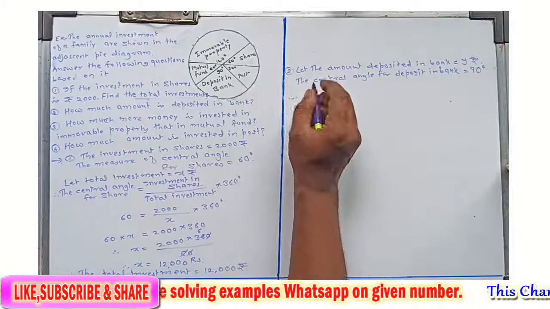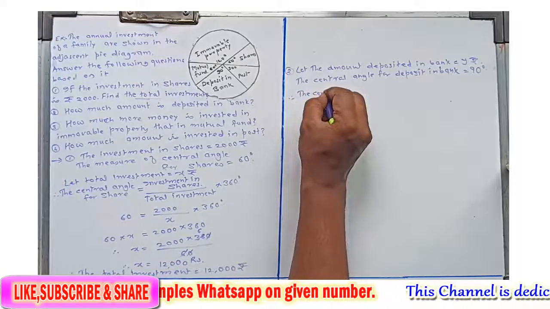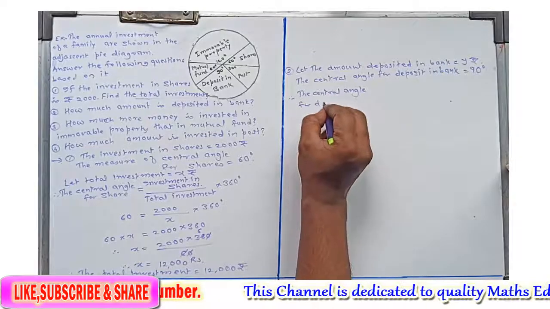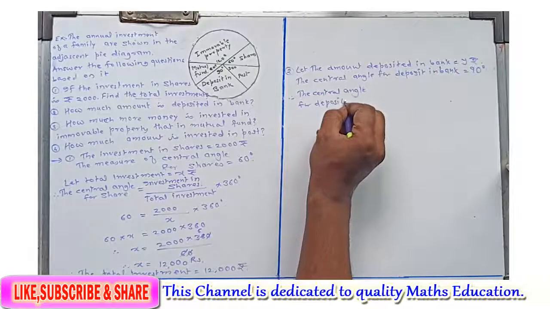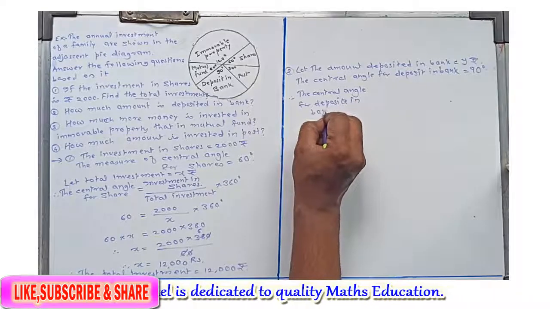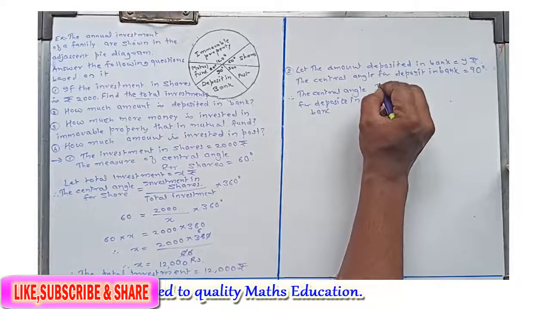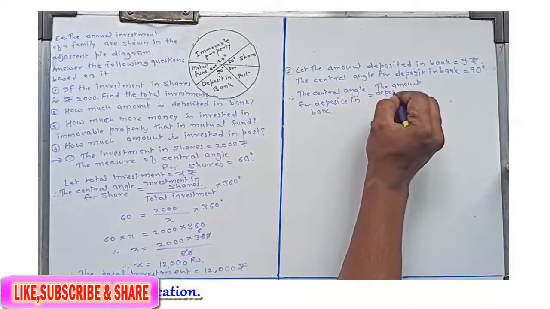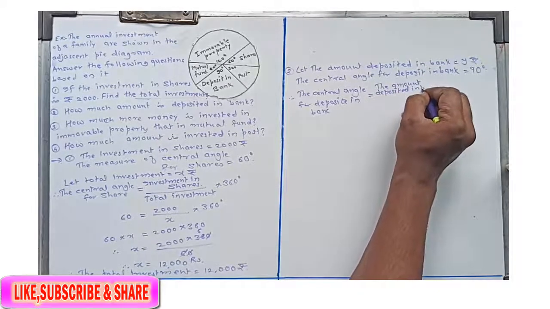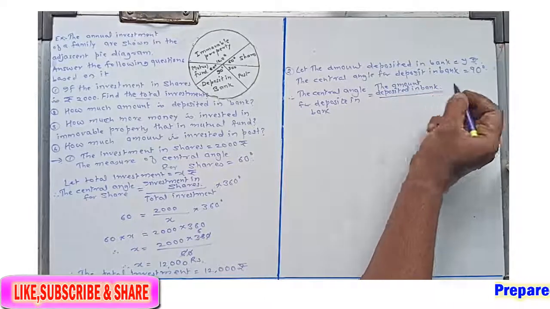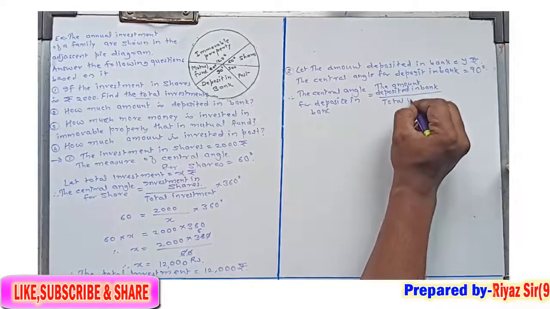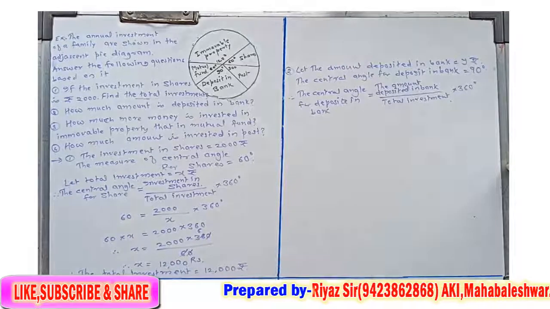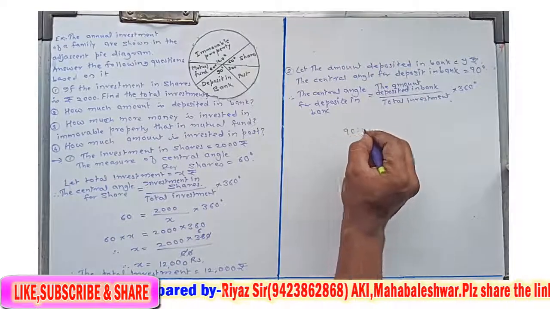Therefore we write the formula here. The central angle for deposit in bank is equal to the amount deposited in bank divided by total investment into 360. Now the central angle is 90 degree.